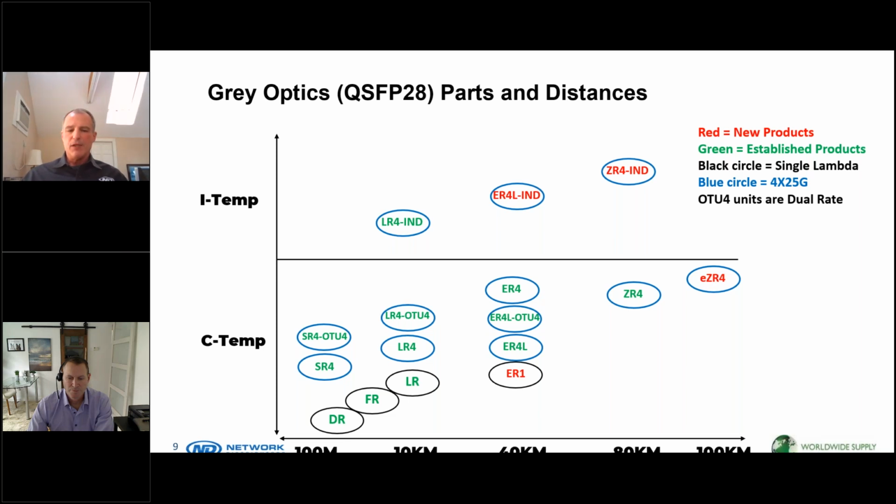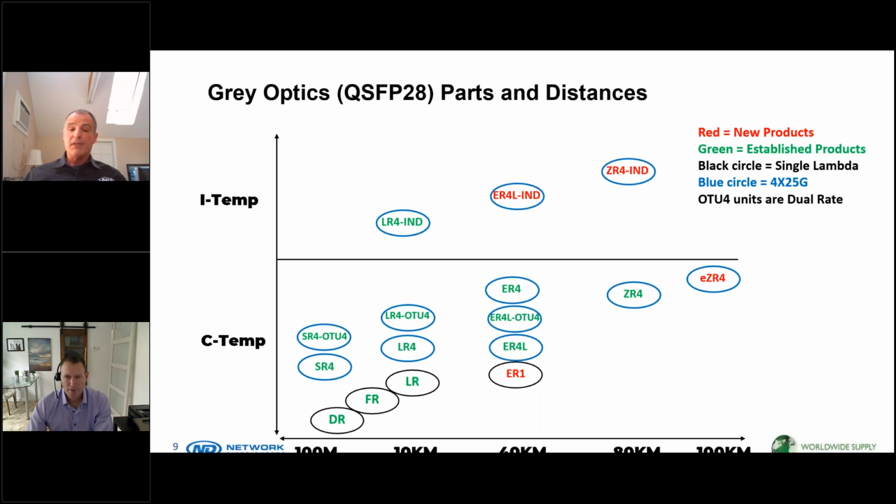What do we see though? We see everybody using the LR4 technology. Primarily, LR4 is number 1, then ER4Ls and ZR4s. Here's a ratio. For every 10 LR4s that we sell, 2 ER4Ls and 1 ZR4, kind of 10 to 2 to 1.